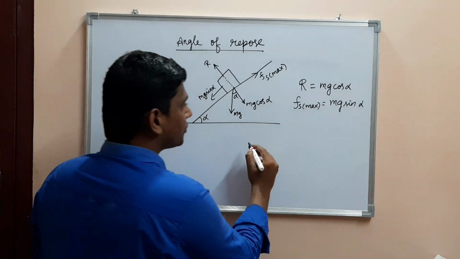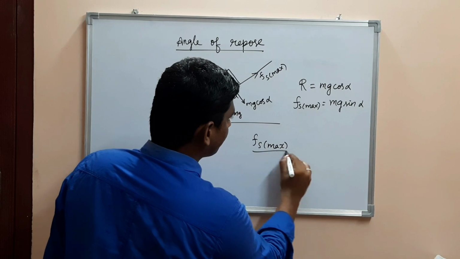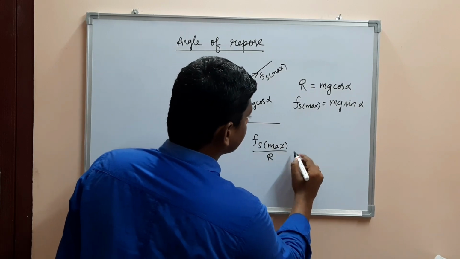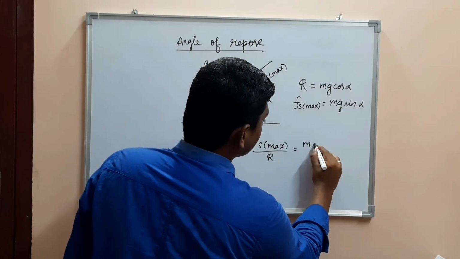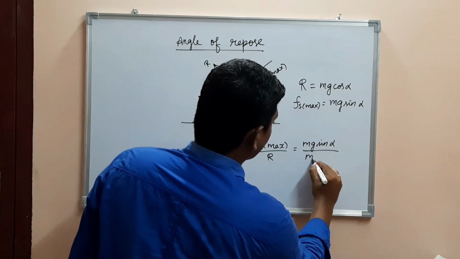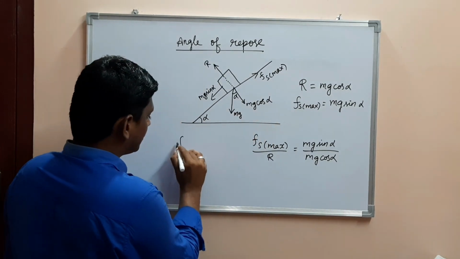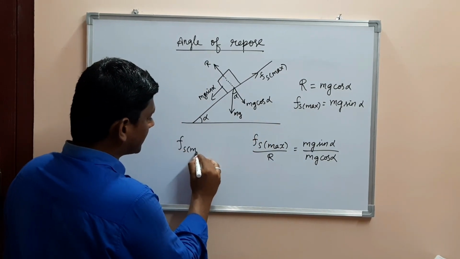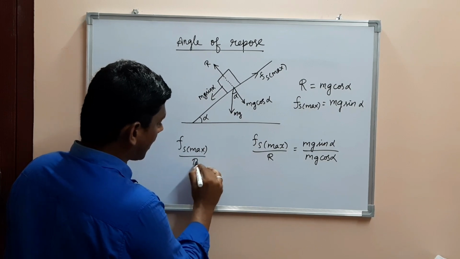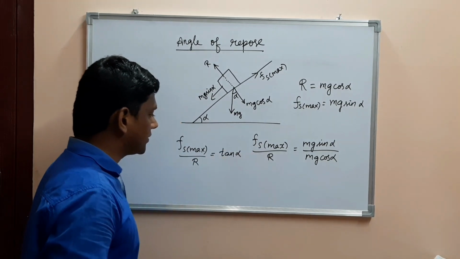So now I am going to combine these two equations like this: Fs max by R is equal to mg sin alpha by mg cos alpha. So this equation gets modified like this: Fs max by R is equal to tan alpha.